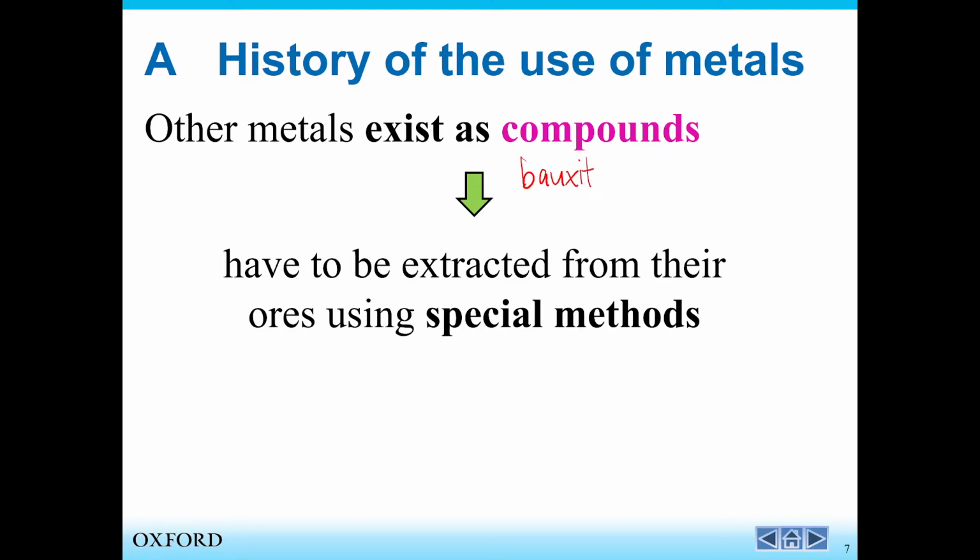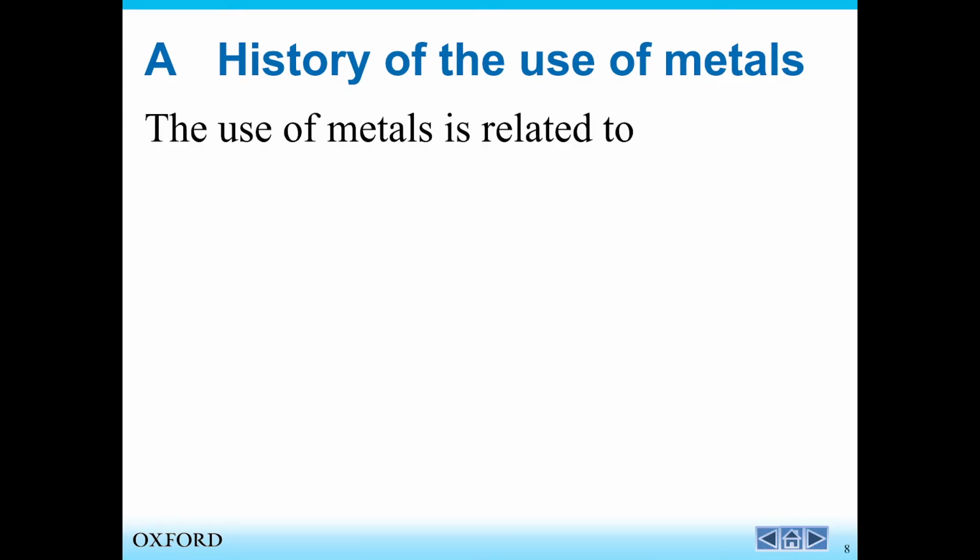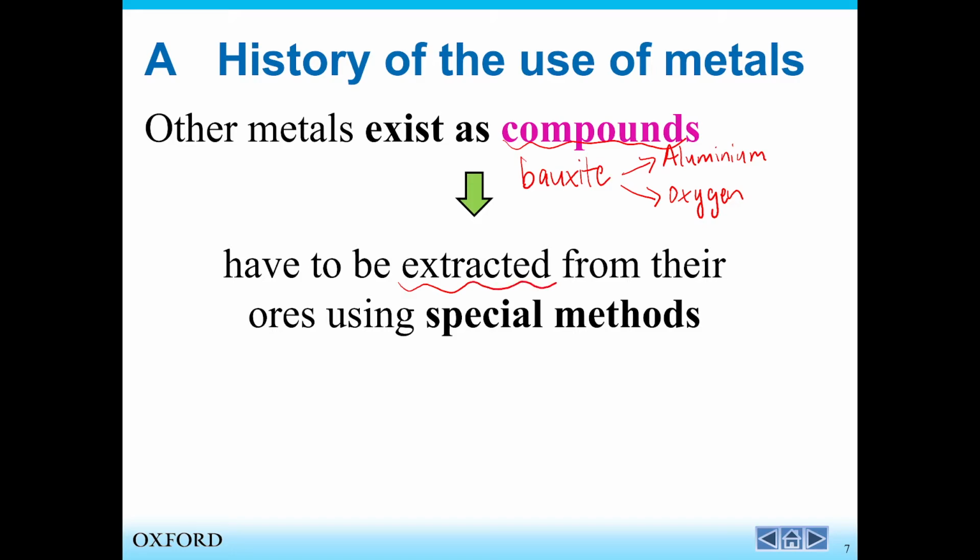Bauxite here, it's not only containing aluminium, it would also contain oxygen in it. So you can see, remember we learned that when two elements are chemically combined together, that's what we call a compound. So if these ores exist as compounds, then we will need to extract them using some special methods. The name for these methods is chemical methods.